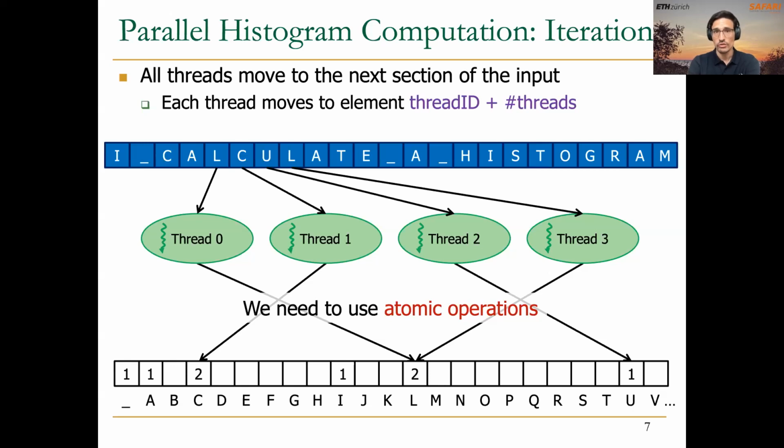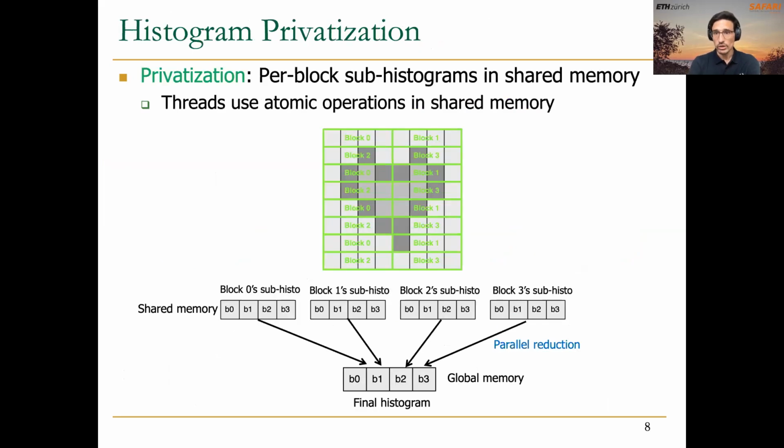In a parallel implementation of histogram computation, we have to take care about the fact that we have multiple threads running in parallel, and these threads might want to update the same locations of the histogram, or the same bins of the histogram, at the same time. In order to avoid data races, we have to use atomic operations. But atomic operations might entail an important overhead. Whenever we have an atomic conflict, there will be serialization, and this serialization affects the performance.